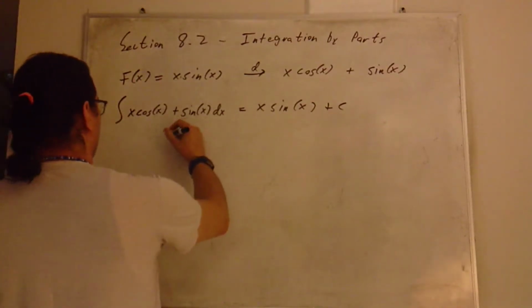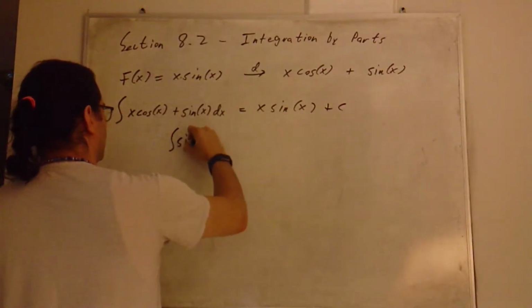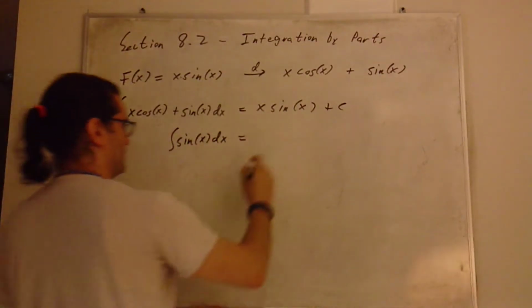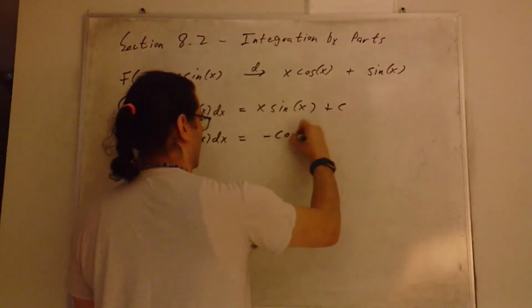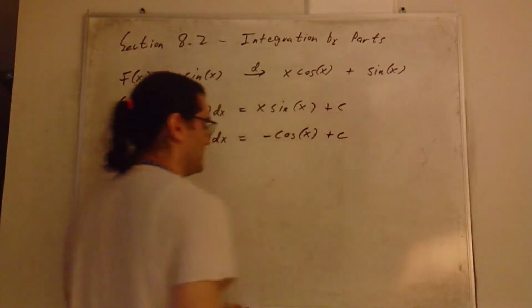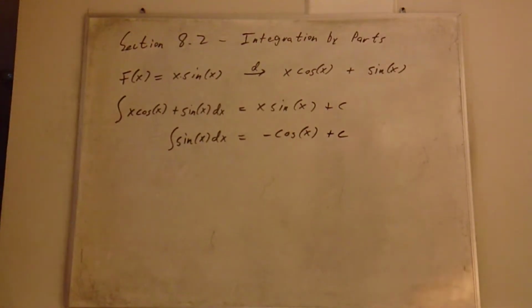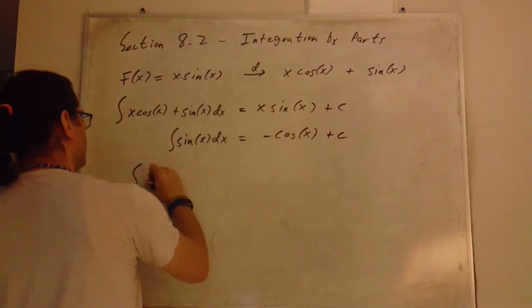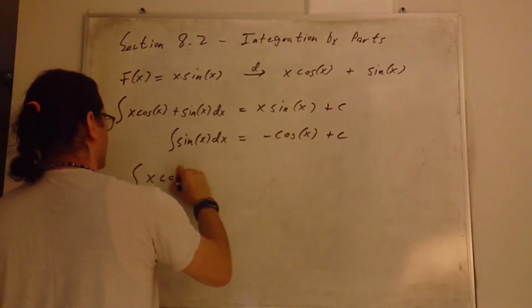We also know, if I just ask you for the integral of sine x dx, you know that one. That's easy enough to do. That's just negative cosine x plus c. So now the question becomes, what happens if I just ask you for the derivative of x cosine x?